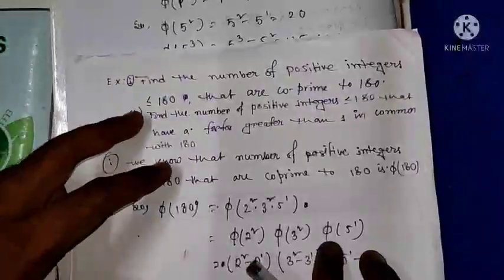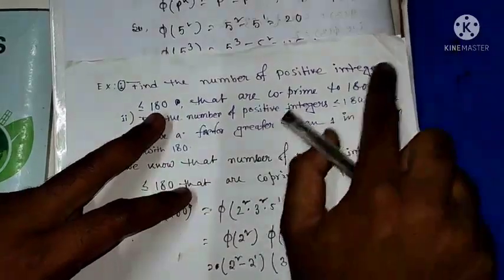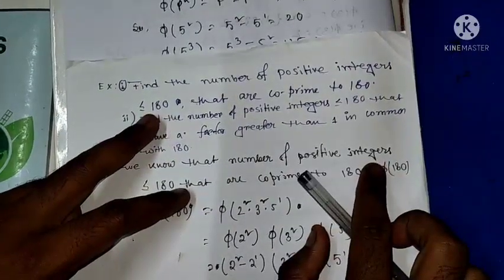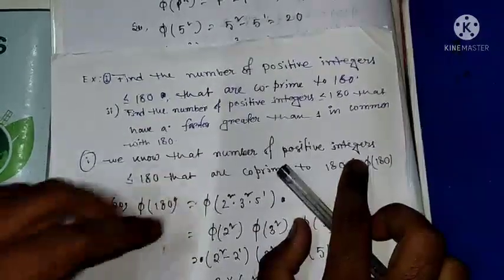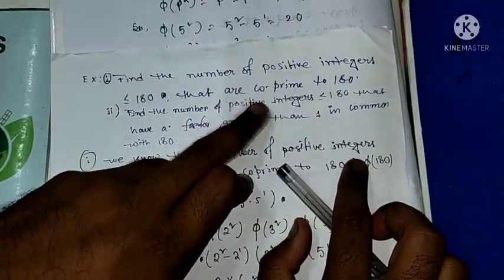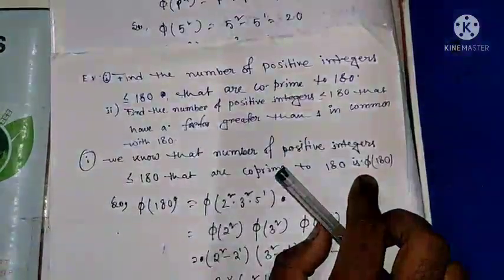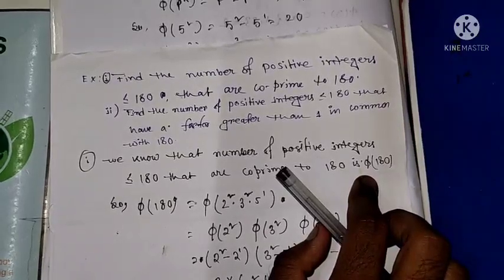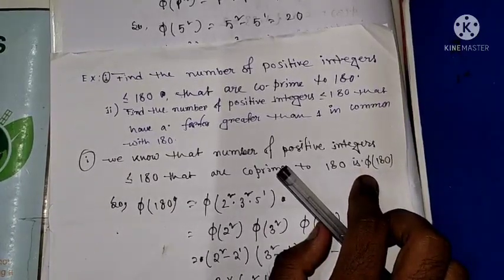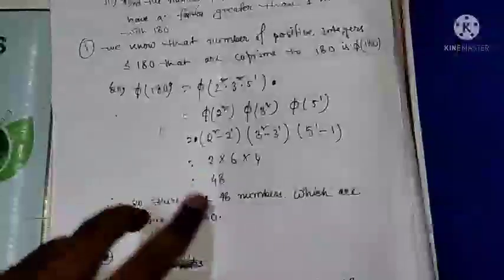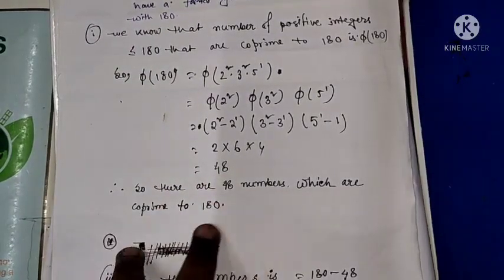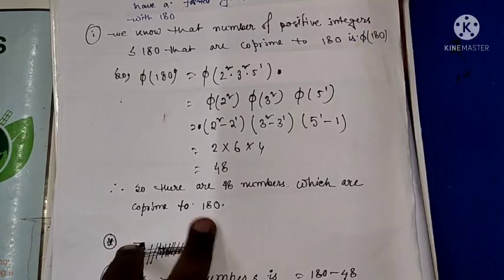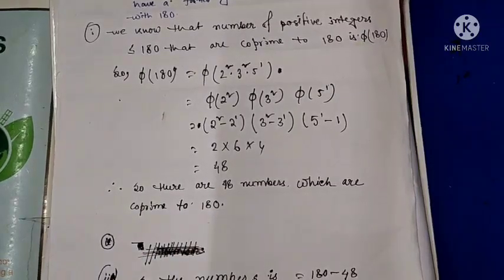There is one question. Find the number of positive integers less than or equal to 180 so that they are co-prime with 180. Okay, so we have to just find out how many numbers. So we just calculate phi of 180. Phi of 180 is equal to 48. So there are 48 numbers which are co-prime to 180 and less than 180.